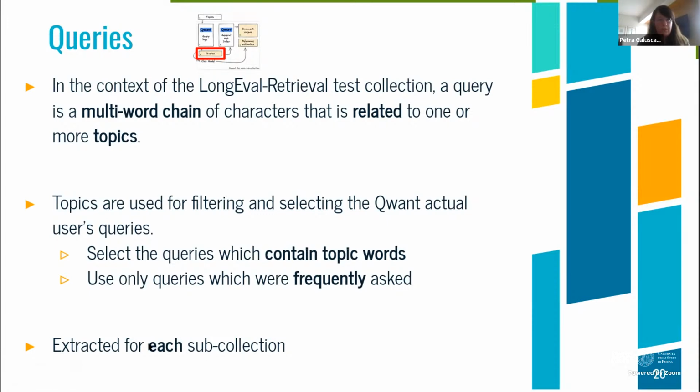So topics were the same for all three collections. Now we are creating the queries which are different for each sub-collection. It still might mean that there is some overlap between the queries from the training set, let's say, and the test set.